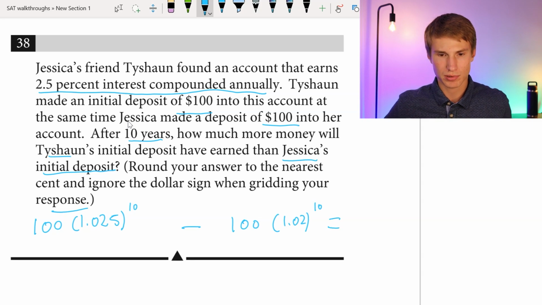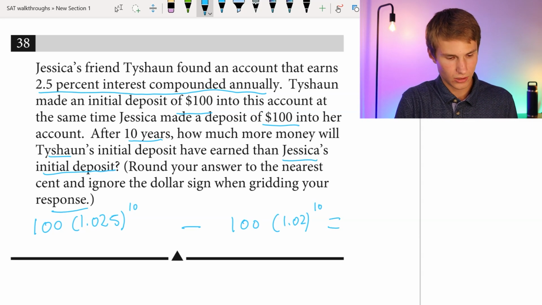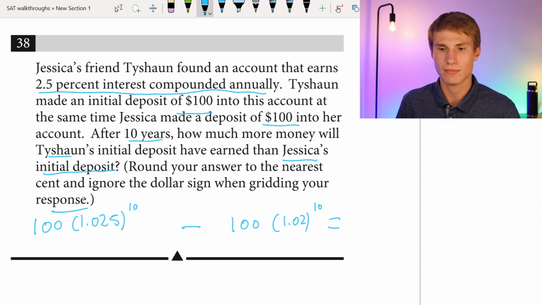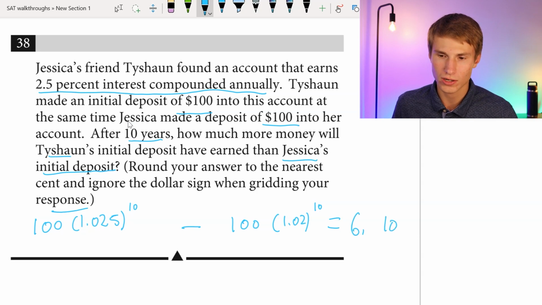So what we have to do here is put this in our calculator. So I'm going to go ahead and do that. Ultimately, that's going to give us our answer of 6.109, keeping in mind that we have to round it to the nearest cent. Okay, so since we have 6.109, we have to round it to 6.11. Okay, so our answer here is going to be 6.11.